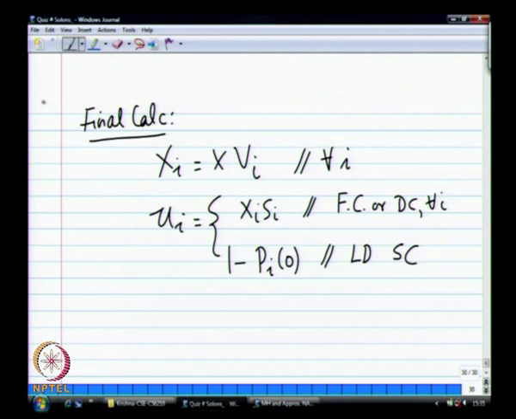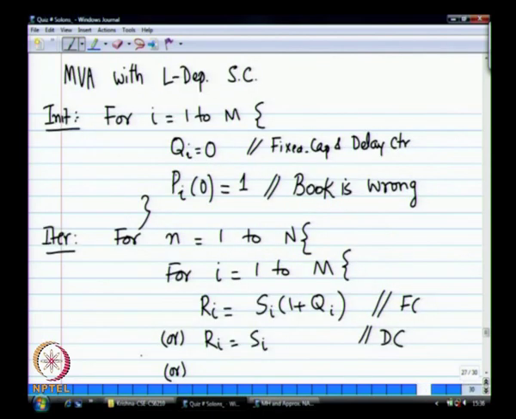Go back to the beginning of the iteration. At the beginning of the iteration we are computing the Ri's depending on whether it is a fixed capacity service center, a delay center, or a load dependent service center. That is this loop here. Once I compute the Ri's, I compute my R and X like I have done before. Then once I compute my X, I go back and recompute the Qi's for all the devices. That is what this loop is all about.